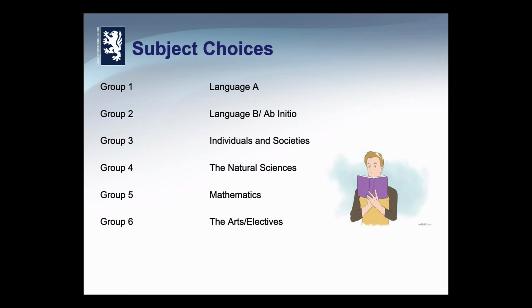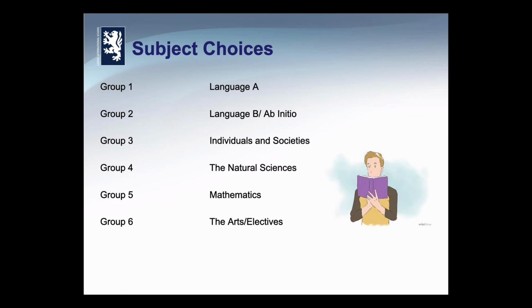Group 4, the natural sciences. Students should select one natural science from this box, so biology at higher or standard level, chemistry and physics, higher and standard level. Mathematics, there are 2 strands of mathematics. There is the AA strand and the AI strand, and I've encouraged students already to please talk to their maths teachers about the distinction between these 2 strands.